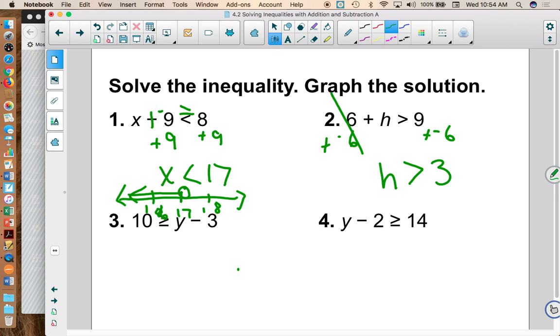Okay? I want you to do number 3 on your own. I've modeled 2 of them. You do it. And yes, it does say to graph that one up here, so I can graph it.